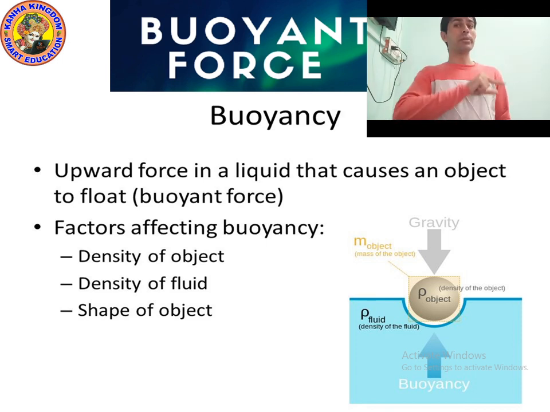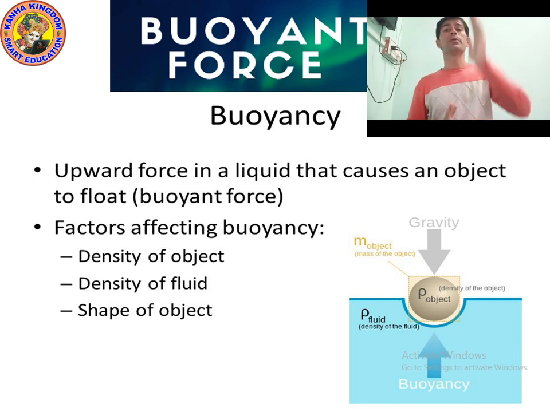Because of this force, the ship can float, the boat can float. This force is trying to push the boat up. That's why the boat is not sinking into the water, because this force is pushing the boat up, so the boat is easily floating. But it depends upon factors like the density of the object, the density of the fluid, and the shape of the object.